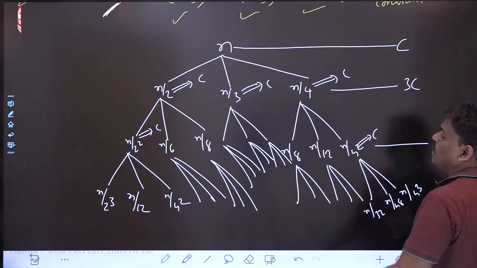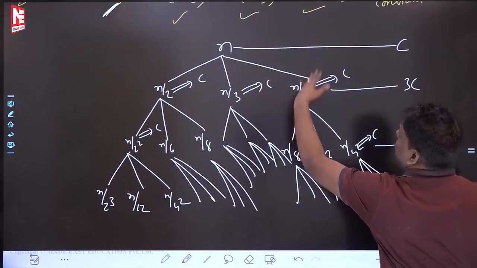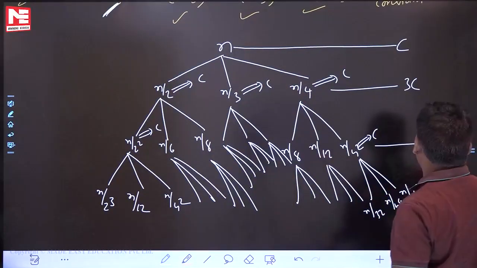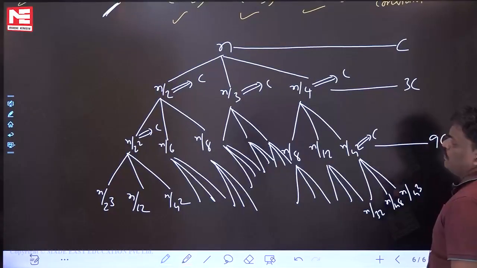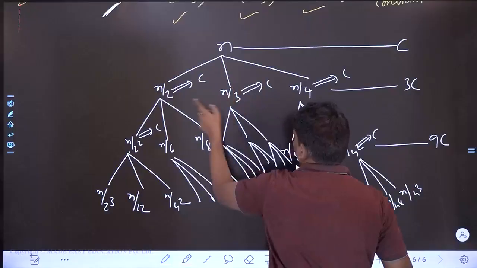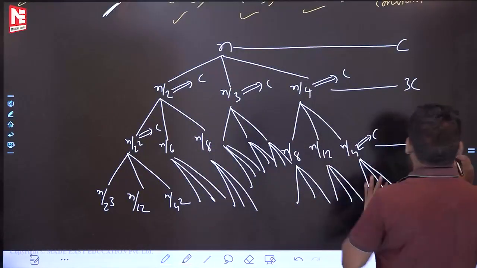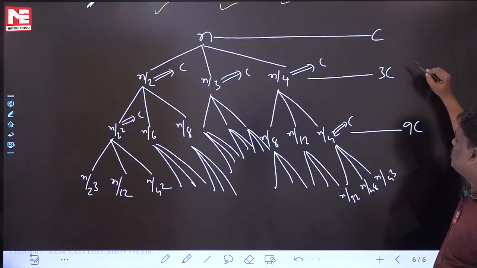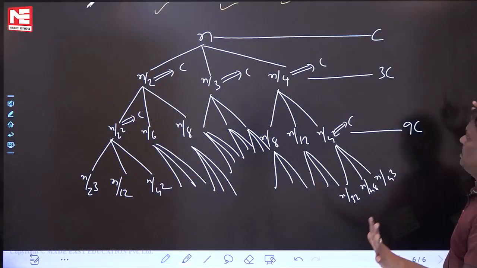Now add all of them. What is the answer? I think 3. Every 3 will give 1 more 3. 3 times 3, I think 9c. If you take 9 people, 1, 2, 3, every one will give 3. Every one, 3 people, 3 3s, 9 will come. It is 9c. First level c, second level 3c, next one is 9c. Like that it is going on.